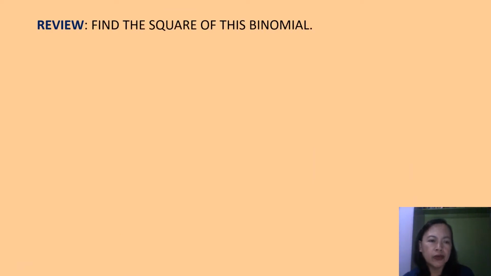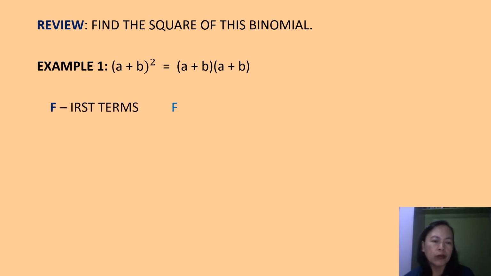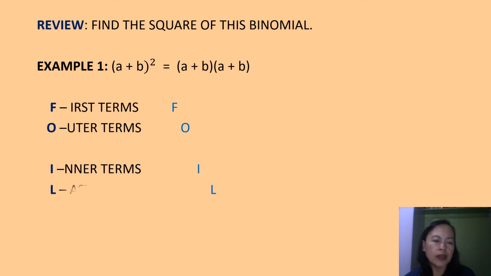Let's have a review first. Find the square of this binomial. Example 1, quantity a plus b squared. This is equal to quantity a plus b times quantity a plus b. Using the famous FOIL method, we will multiply the first terms, and then the outer terms, then the inner terms, and then the last terms, and then simplify.